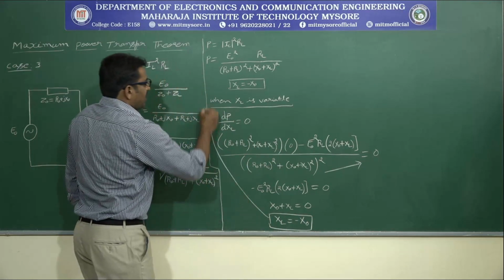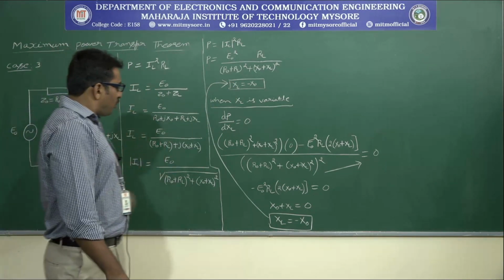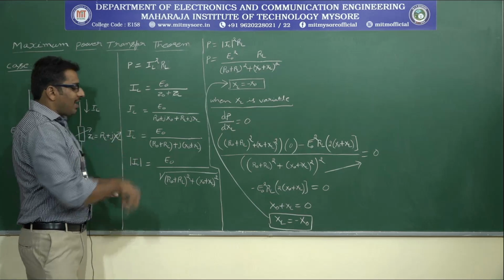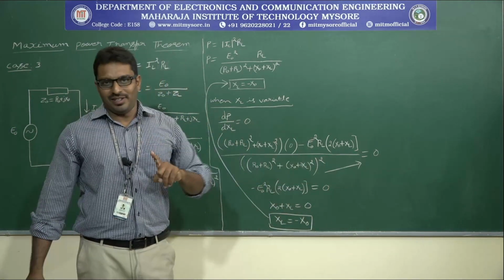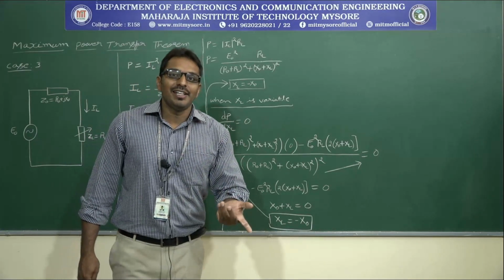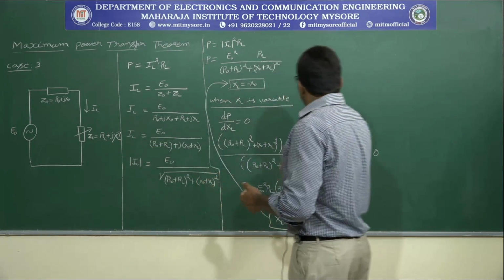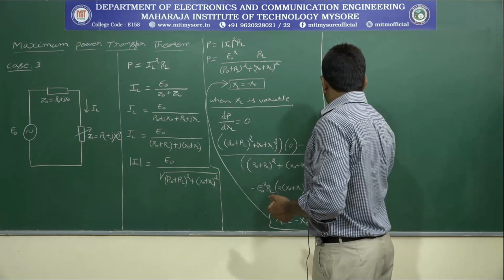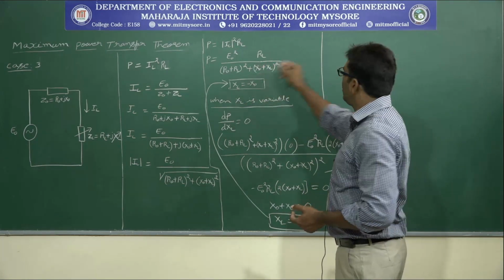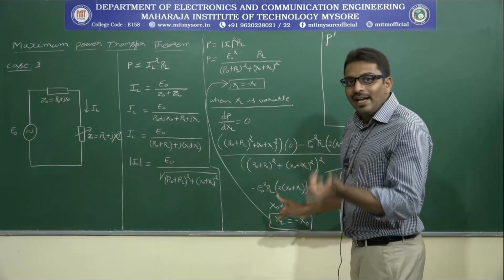This is the condition we obtain in order to transfer maximum power from source to load only when XL is variable. Only when XL is variable, XL is equal to minus X naught. In this way, we can increase the power from source to load. Further, we can increase it again by making RL a variable. We can see that in the next step. Now just substitute XL equal to minus X naught in this P. This is P, right? So now the power is increased.